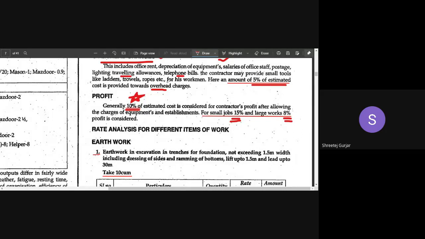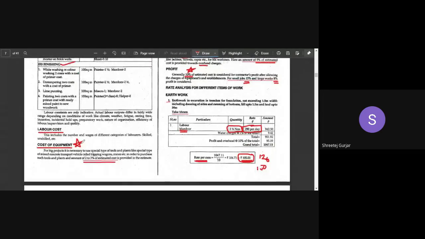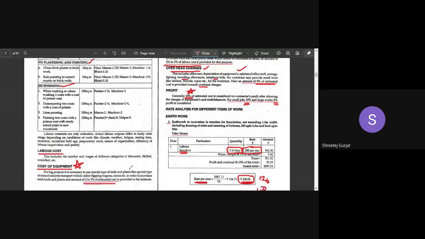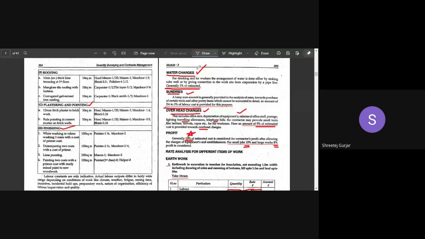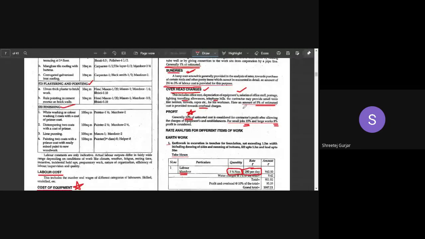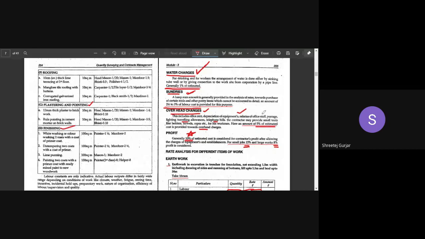So this is very important. Percentages you have to remember. Cost of percentage 2 to 3%. Cost of equipment 2 to 3%. Water charge percentage is 1. Sundries is kept as 2.5 to 3. Overhead charges are considered as 5%, and profit is generally 10%. So remember these particular percentages, these are very important.